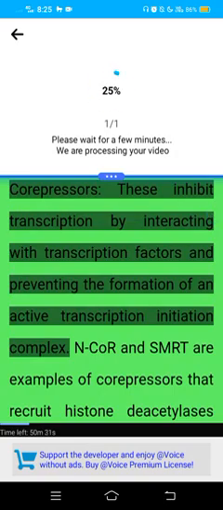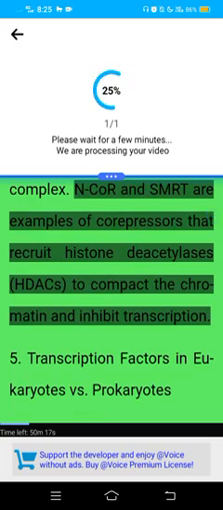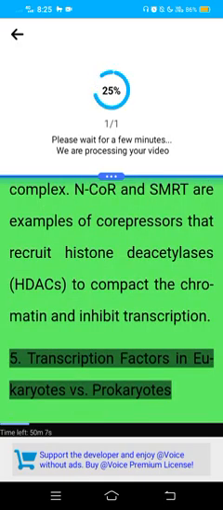Corepressors. These inhibit transcription by interacting with transcription factors and preventing the formation of an active transcription initiation complex. NCoR and SMRT are examples of corepressors that recruit histone deacetylases, HDACs, to compact the chromatin and inhibit transcription. 5. Transcription factors in eukaryotes versus prokaryotes.